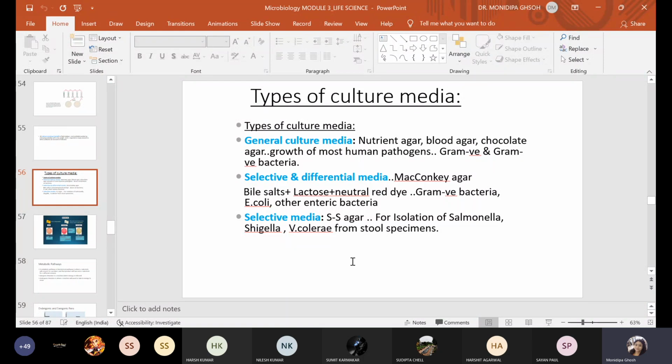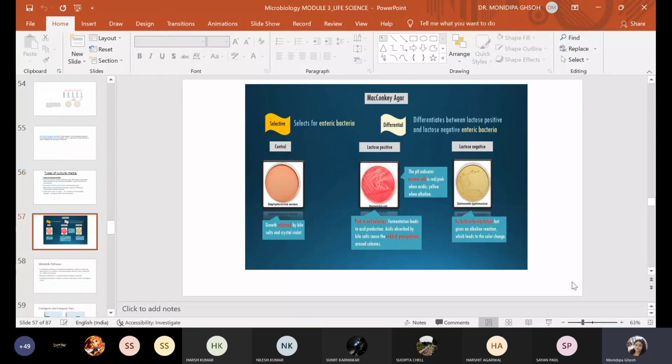There are selective media also. It is called the SS agar, for isolation of specific varieties of bacteria like Salmonella, Shigella, Vibrio cholerae. They are specially grown in this selective media, and other varieties of bacteria can't grow in that media. So these differential media and selective media help to screen or to differentiate different populations of the bacterial culture.